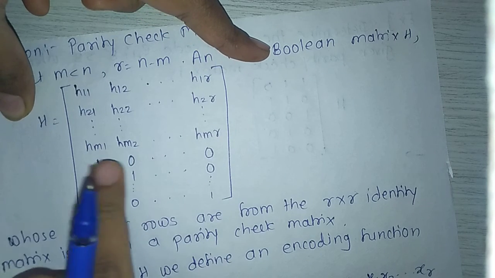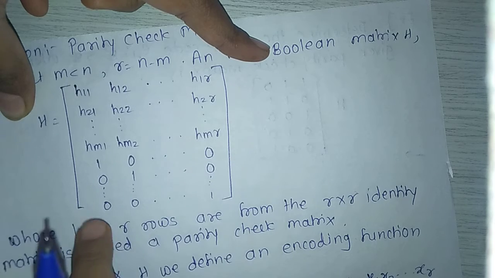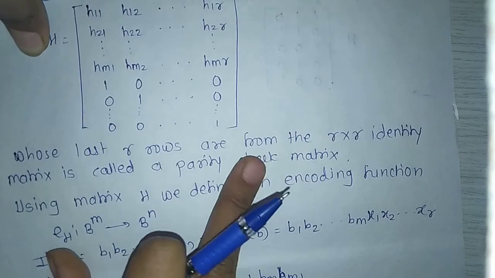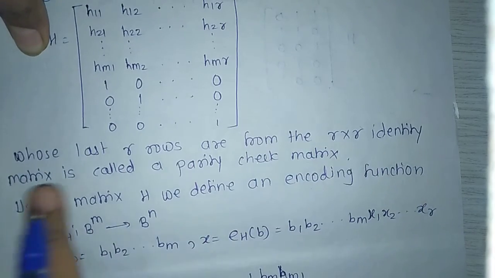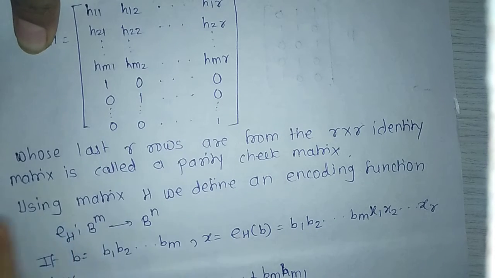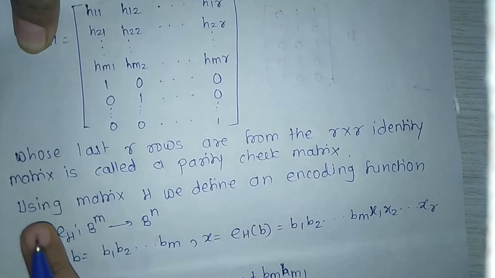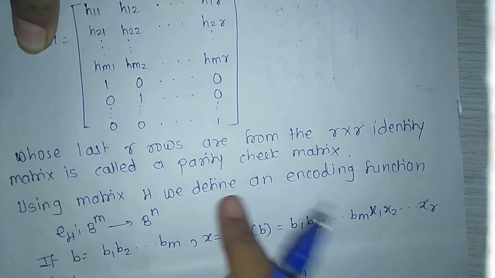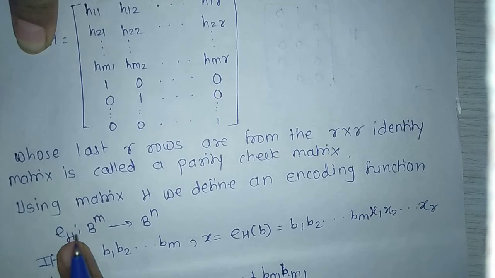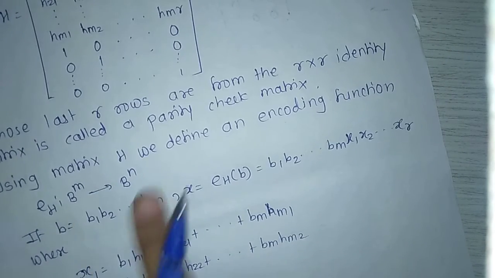Next, the identity matrix with 1 0 and so on, 0 1 and so on, and so on, whose last R rows are from the R by R identity matrix. This is nothing but the R by R identity matrix, and together this is called a parity check matrix. Using matrix H, we define an encoding function E_H mapping B^M to B^N.